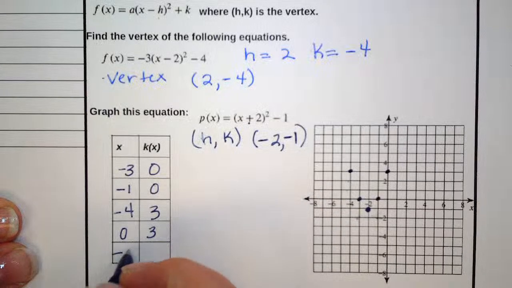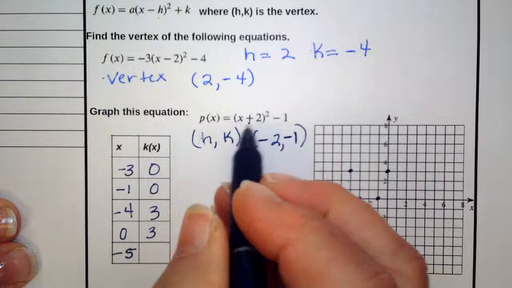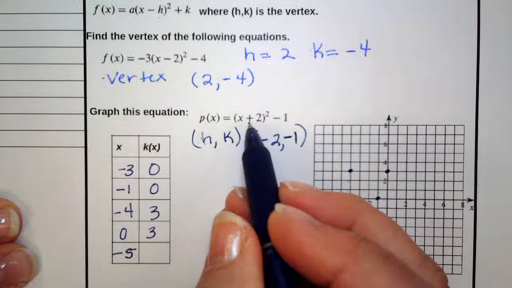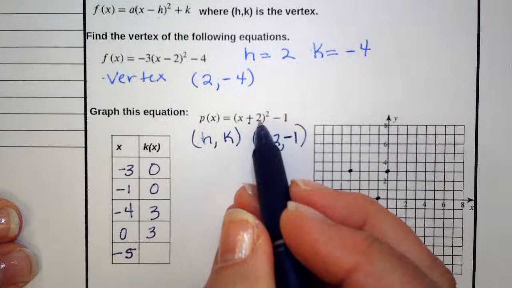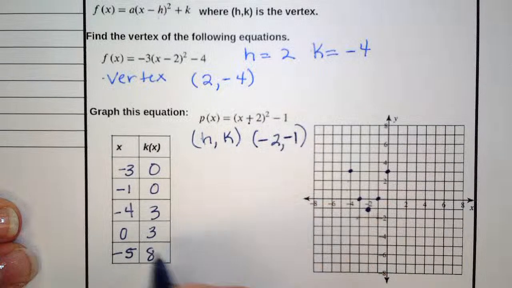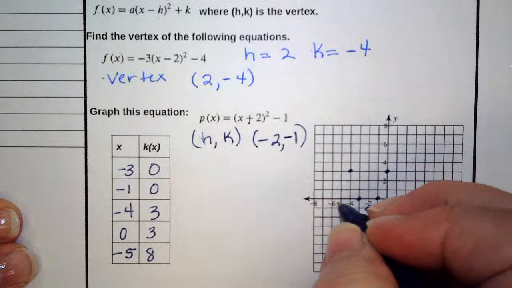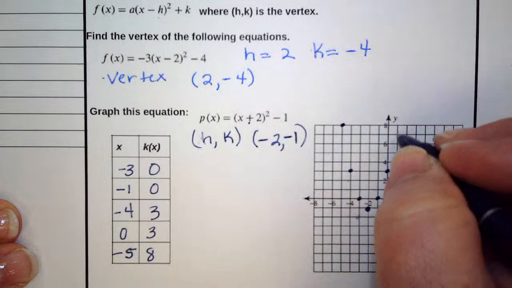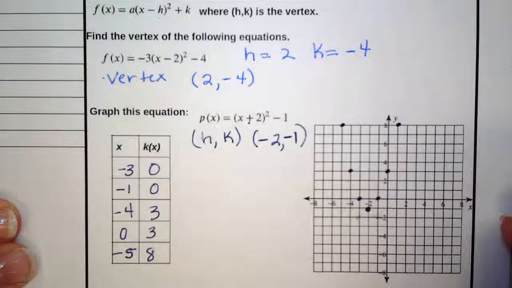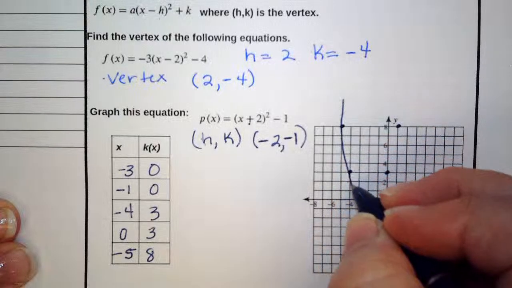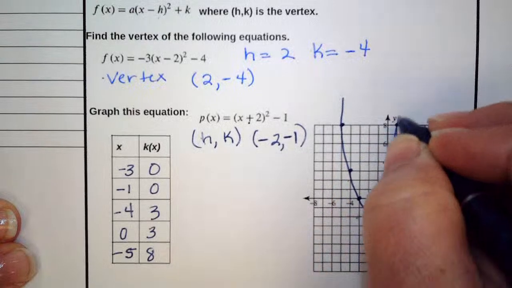If I did -5, -5 plus 2 is -3. -3 squared is 9. 9 minus 1 is 8. So I can go to -5 and then go clear up to 8. And I can also go 1 over here and go clear up to 8 again, because I know this is my line of symmetry down the middle, and my graph will look like this.